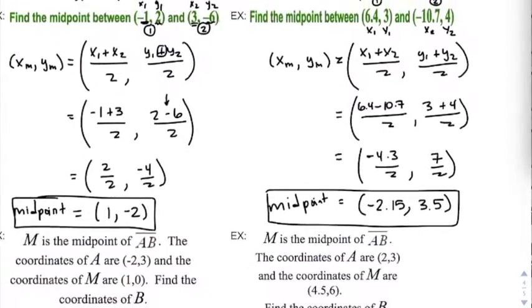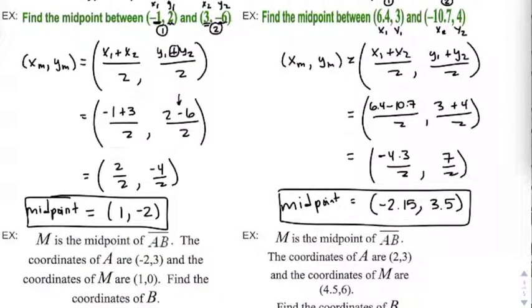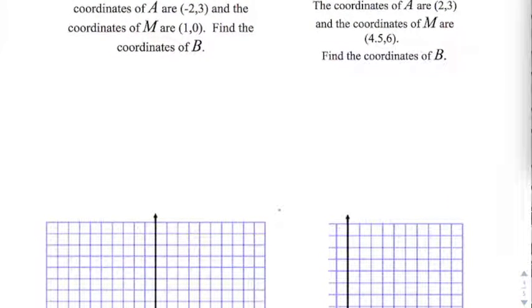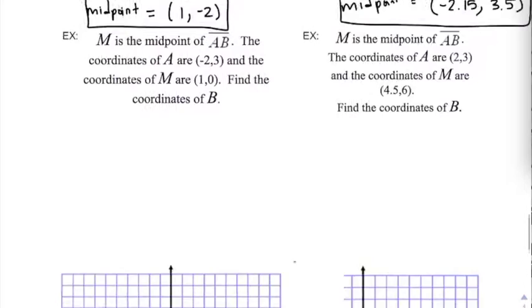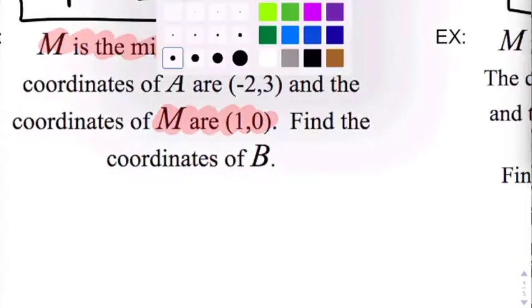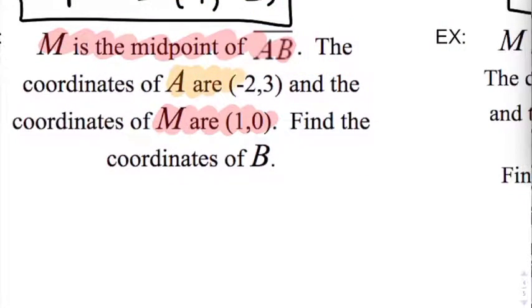Those are pretty straightforward, just applying the midpoint formula to get the value that we need. These problems are going to be a little bit different. If you look carefully, they don't want us to just plug blindly into the formula, because they're not asking for the midpoint. They're actually telling us the midpoint. They're saying M is the midpoint of AB, and M is (1, 0). One of the endpoints, A, is (2, 3), and we want to find B.